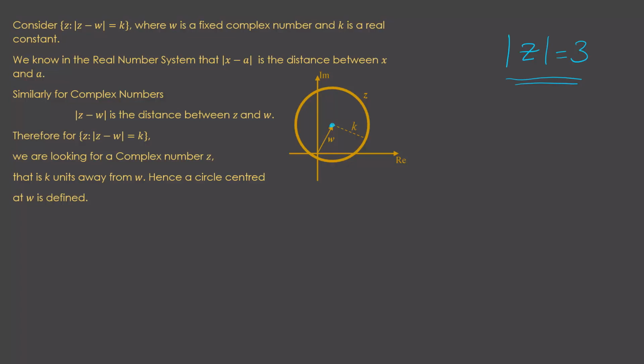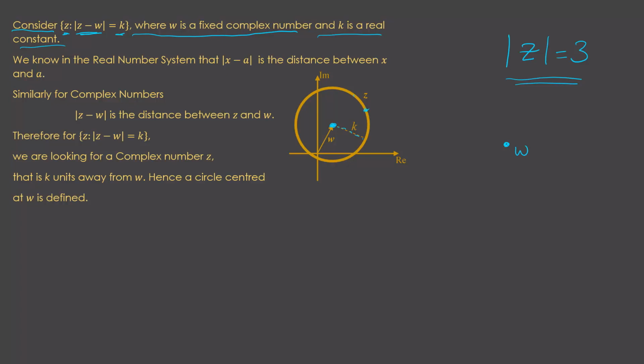So what we're going to be looking at, as we can see in the diagram, is a circle with a center at a point W, where W is a complex number. So what we have is the set of points Z such that the distance of Z from W is equal to some constant. W is a fixed complex number and K is a real constant. So W is here, K is a constant, so therefore as we go around it's a fixed radius.